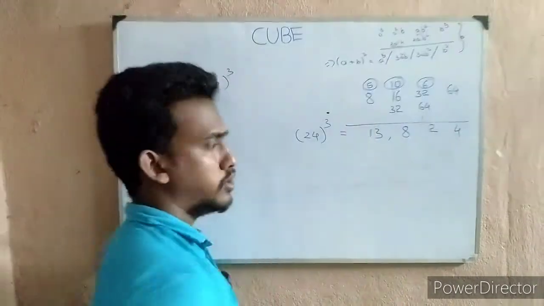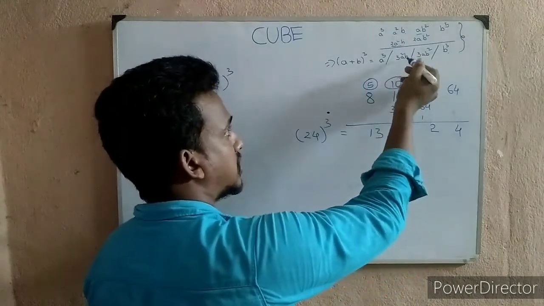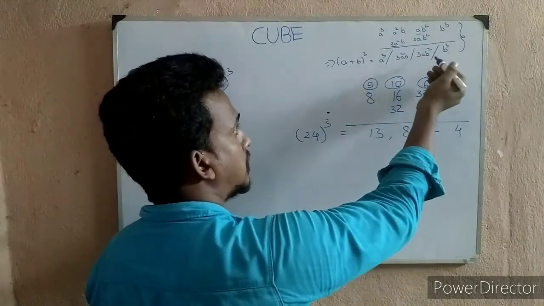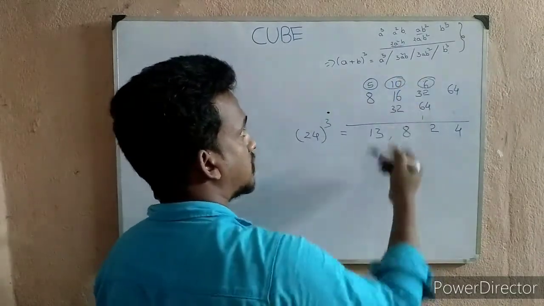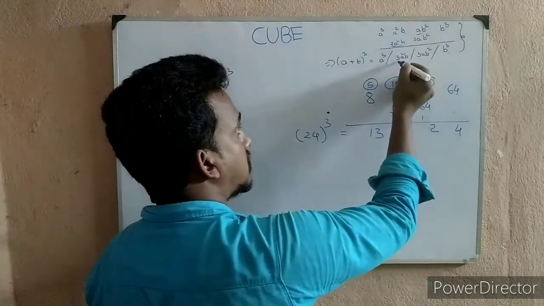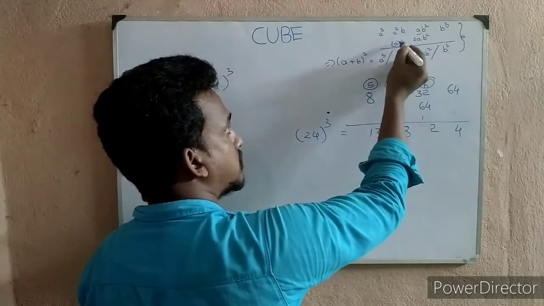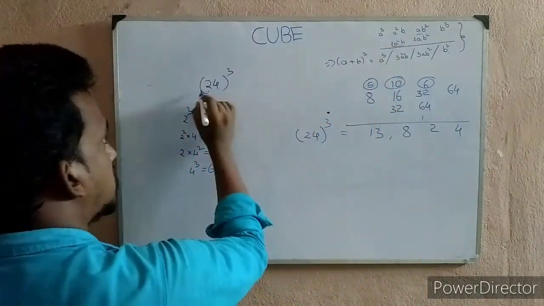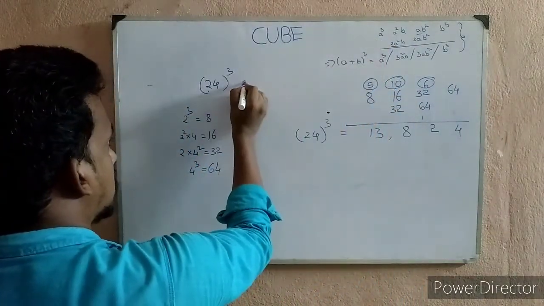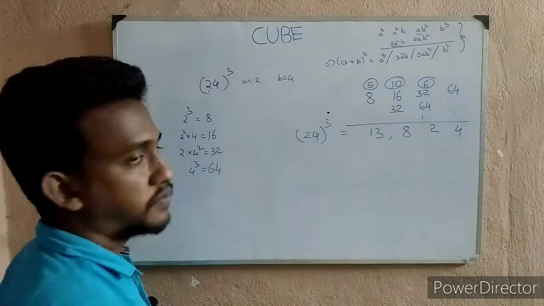Now we are going to discuss the logic behind this method, the a plus b whole cube method. So for the a plus b whole cube formula, we know that it is a cube plus 3a square b plus 3a b square plus b cube. We are breaking 3a square b as a square b plus 2a square b. That is what is happening here. Now we have to compare this with this number here. a is equal to 2, b is equal to 4.